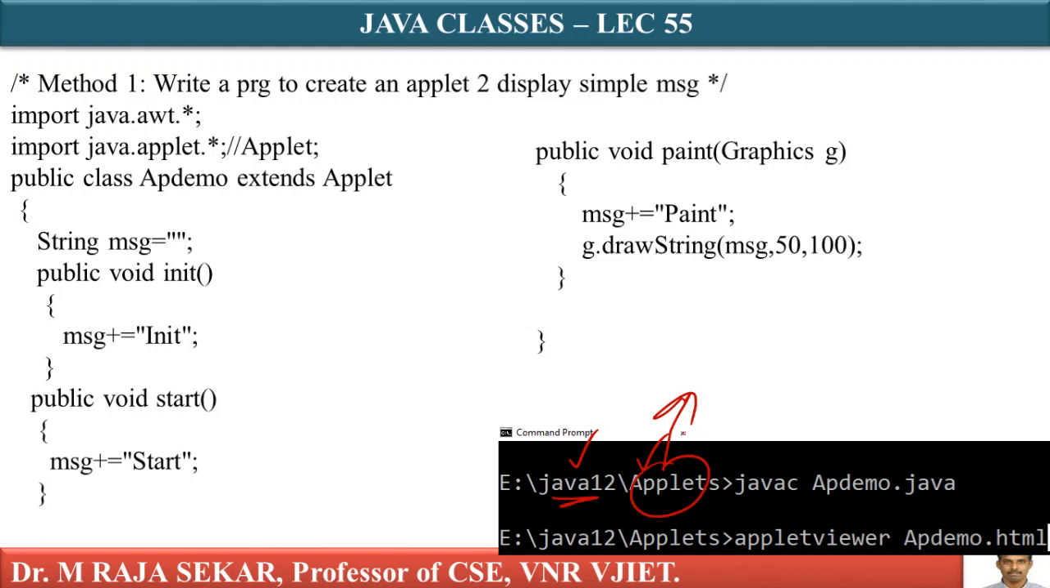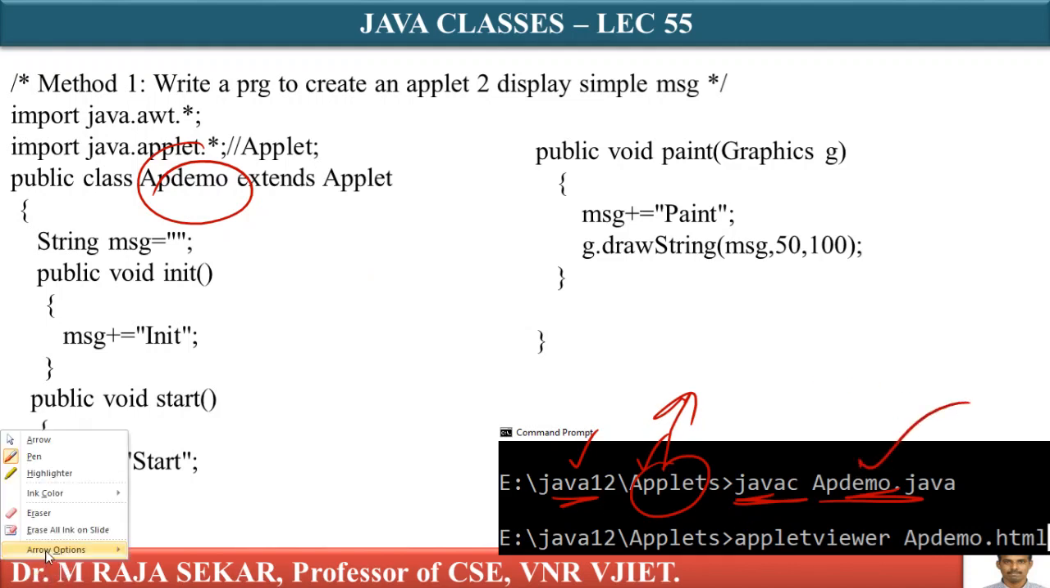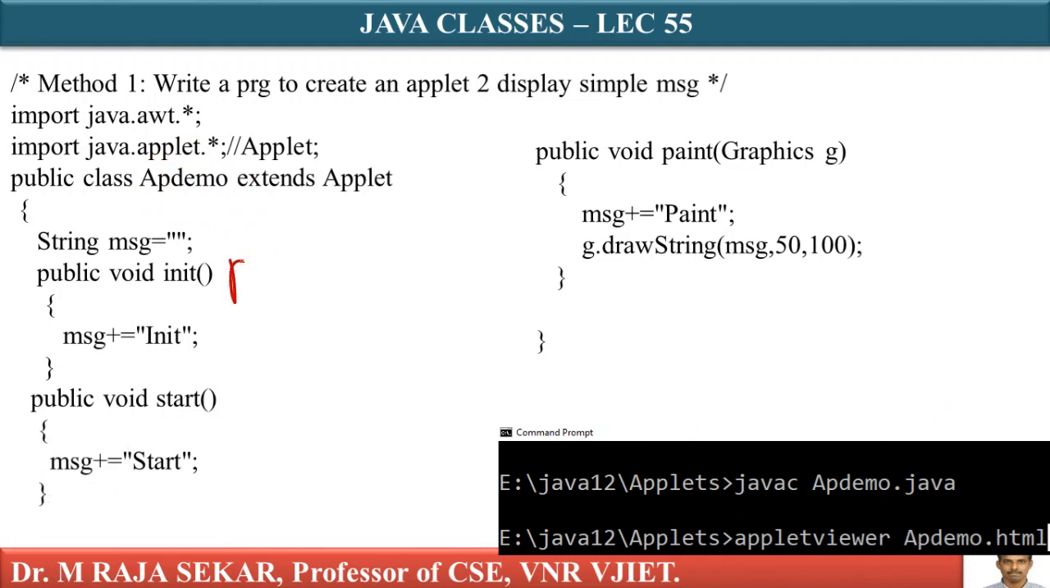But in this particular folder I have only my program. I am compiling with javac. What is my program name? The class name is appdemo, appdemo.java. How can I execute an applet program?